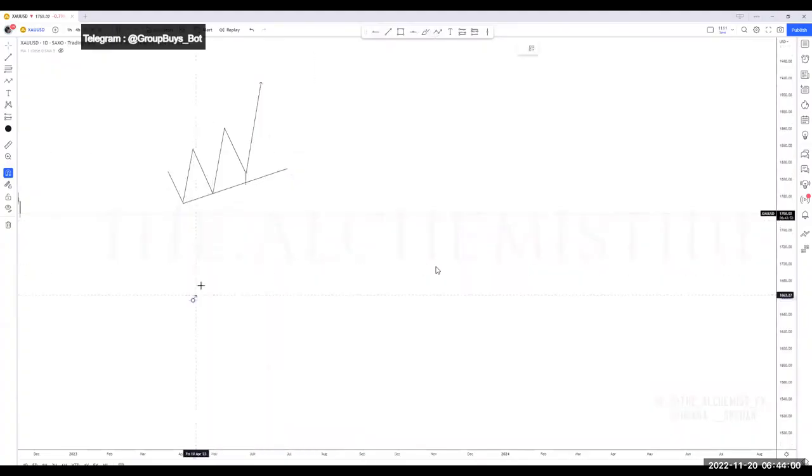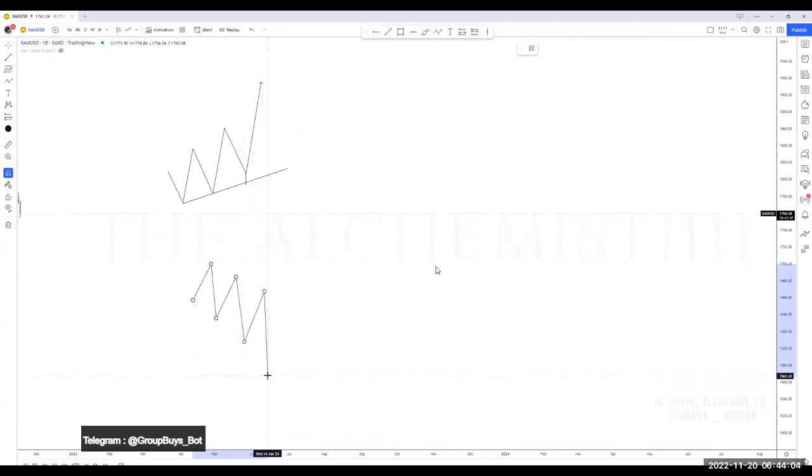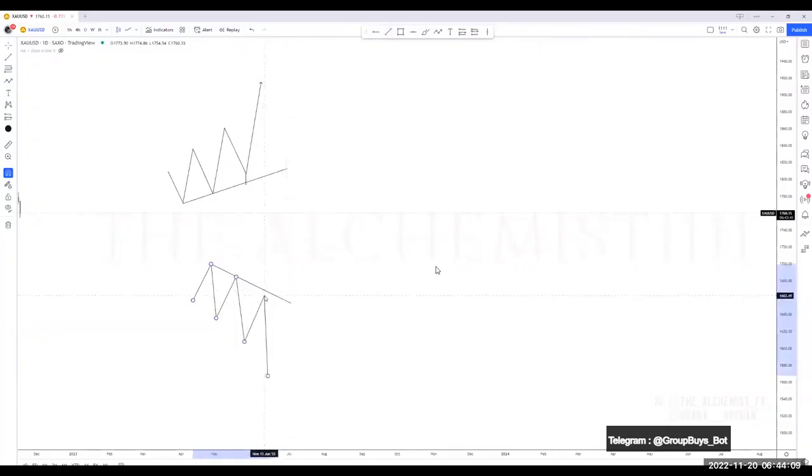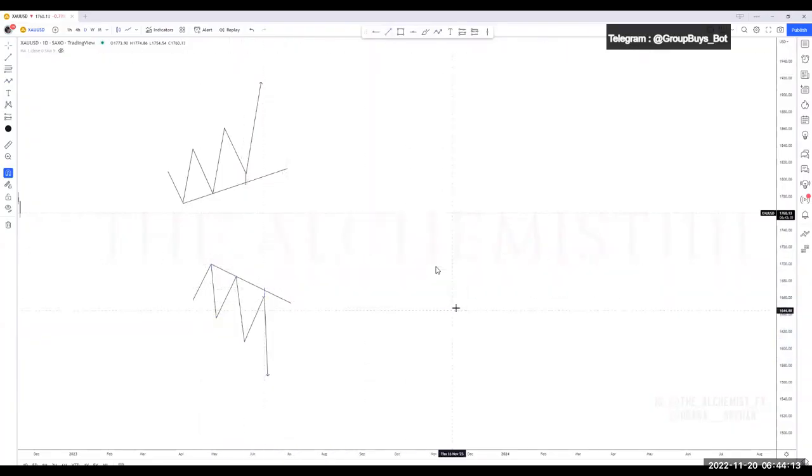And this right here will be the second one, the same thing the other way, the opposite. First touch, second touch, and the third touch will be our entry.